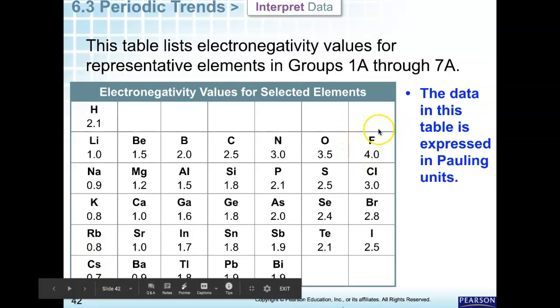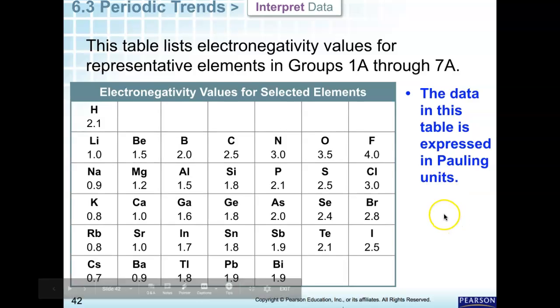Most reactive nonmetal, fluorine. Most reactive metal, cesium. And the unit is Pauling.